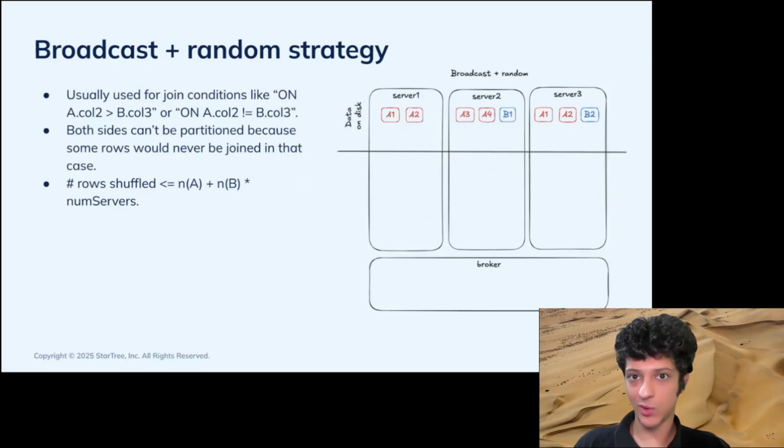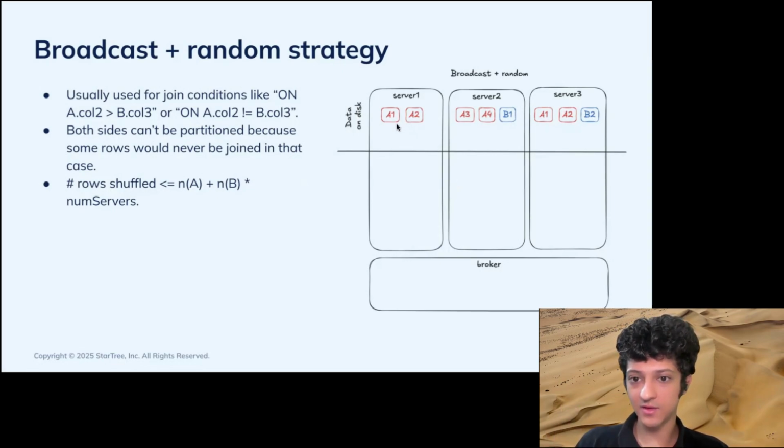That strategy, while good, doesn't always work. So think about non-equijoin conditions, right? Like A dot some column greater than B dot some column, or A dot column not equal to B dot some column. In this case, we can't partition both sides of the join because some rows would never be joined in that case. Let's just take the same example to see why.